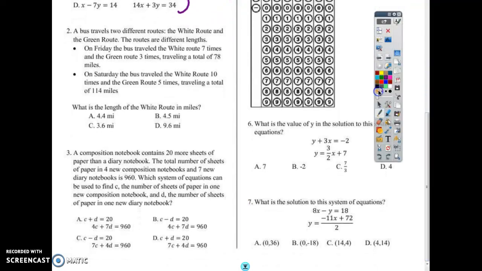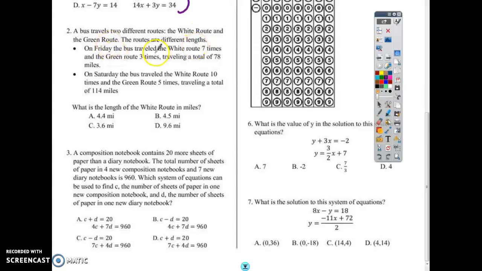I won't do the whole thing. I'm going to start the equations off for you, and hopefully you can do the equations on the CBQ by yourself. But you will put the equations in Desmos and find the solution. It says a bus traveled 2 different routes, the white route and the green route. The routes are different lengths.